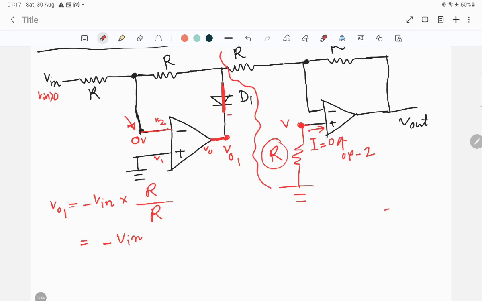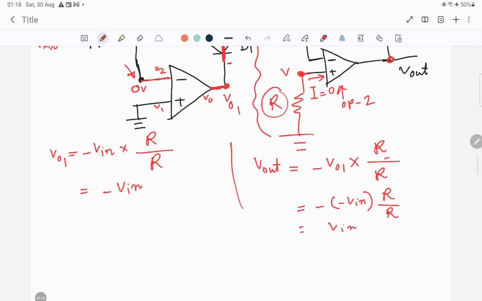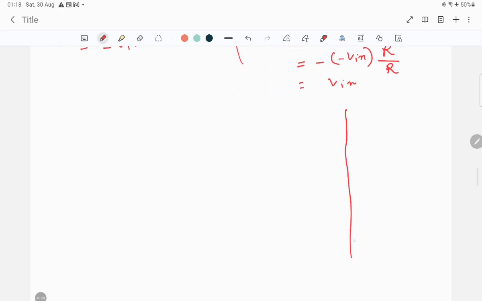So what will be the output V out then? The output V out will be simply again minus V01 into feedback resistance R divided by the input resistance. So over here it's minus of minus V in, and R divided by R, so it will become V in. Whatever my input signal is, that will be directly at my output side.